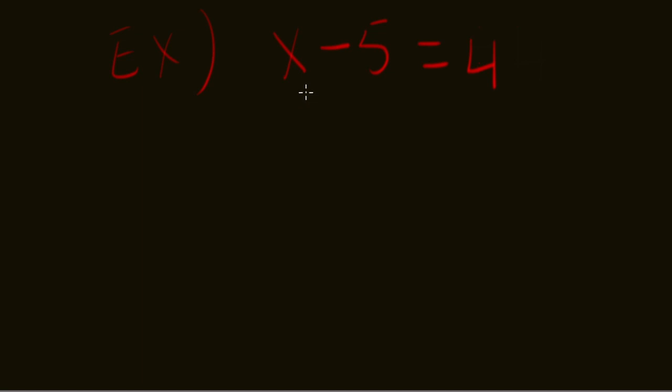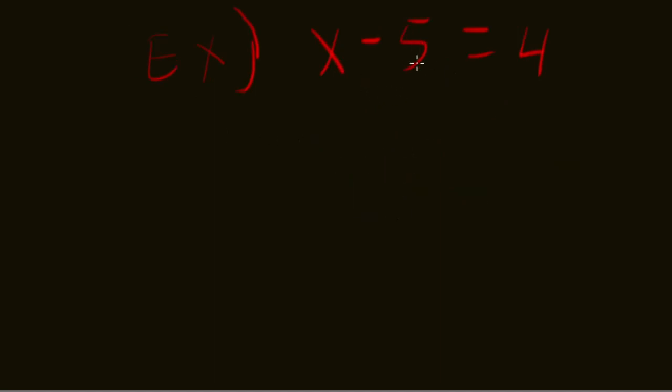Now let's look at another example. You have x minus 5 equals 4. First, see if you can guess the number. If you subtract 5 from 9, your answer is 4. When you're doing an equation, both sides are always going to come out equal. So 4 equals 4. That's if you can guess the number.